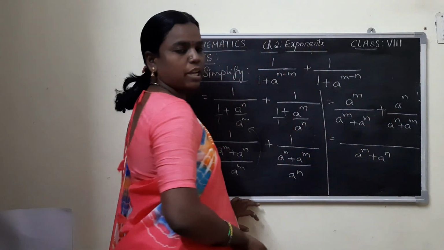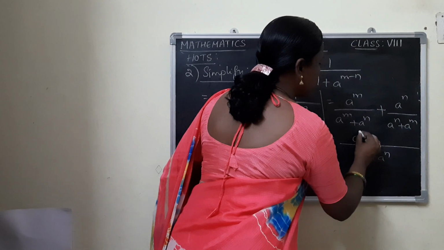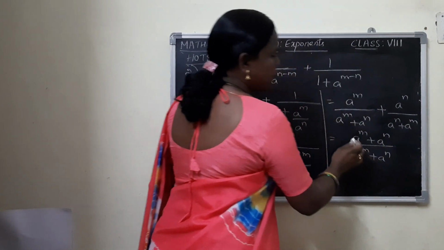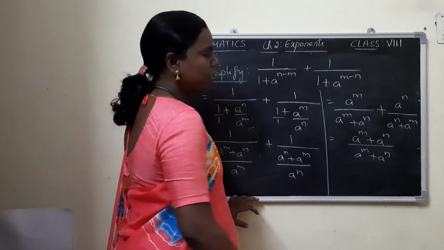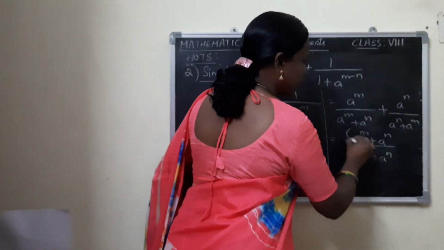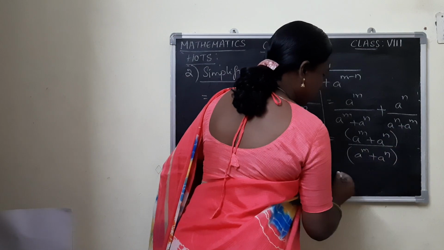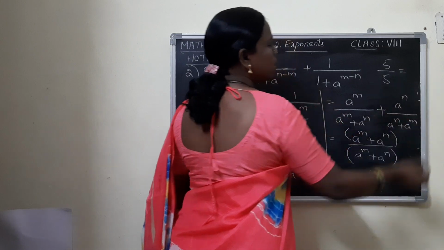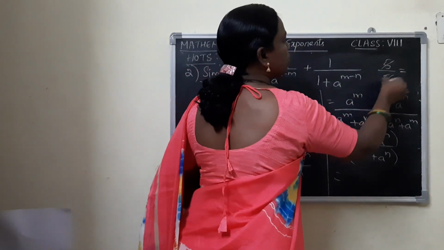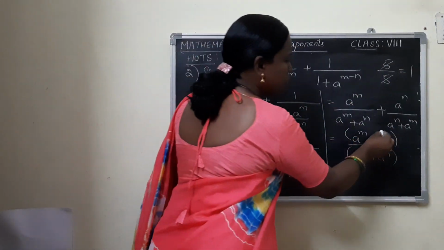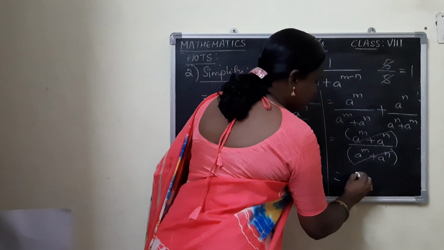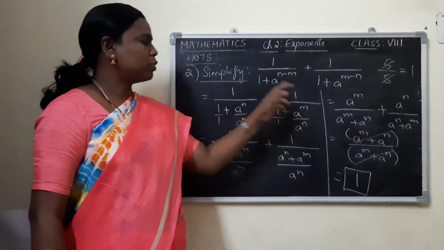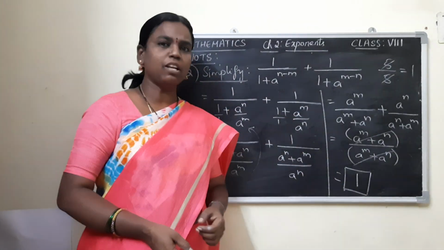So the numerators can be added directly. What are my numerators? Let me add. Now what are you observing? A power m plus a power n by a power n plus a power m. If I put this in one bracket, for example, if you have 5 divided by 5, what is the result? You can cancel and write that it is 1. Same thing I am going to do here. I am cancelling so that the final value will become 1. So can you see how we have simplified using the laws?